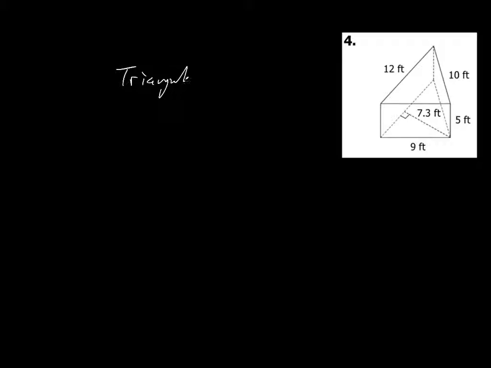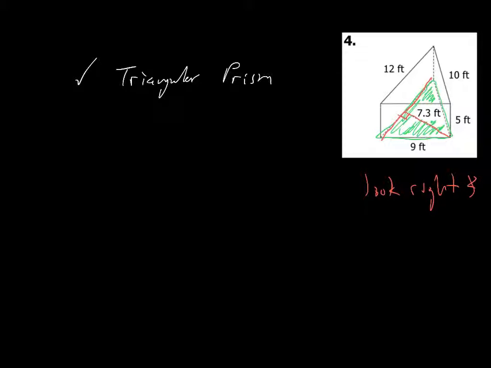We have a triangular prism. All right, part one, I've identified the figure. Check. And now the base, as I have identified in green, is the bottom or the top of this figure. So it looks like, to me, that the base and the height are always connected by a right angle, right? Look for the right angle. The base and the height are always connected by a right angle.